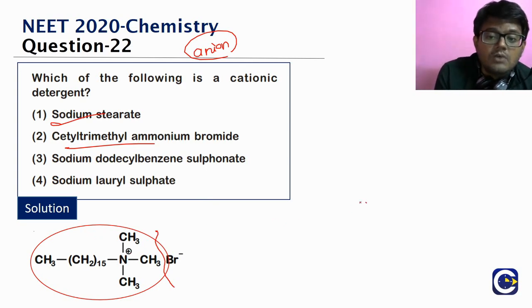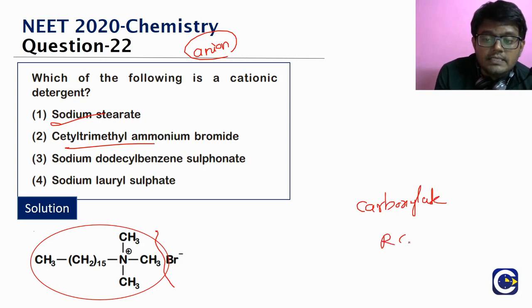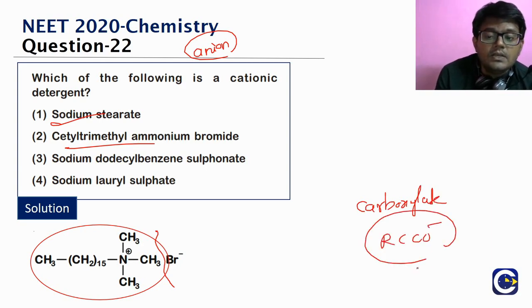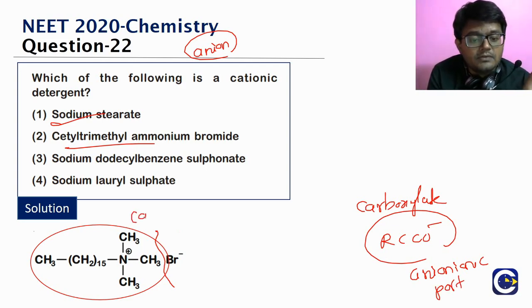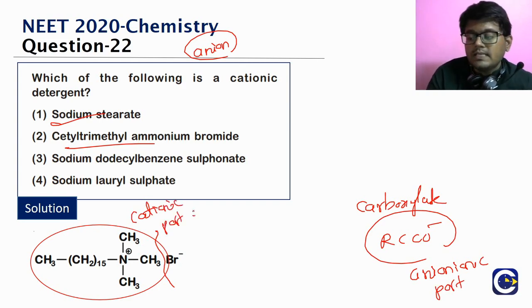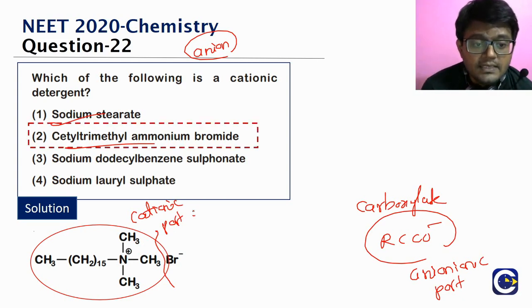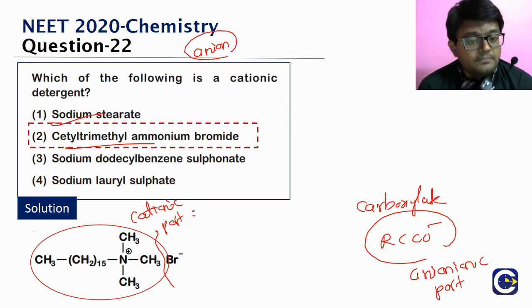In case of a carboxylate ion, it is generally RCOO minus. So it is the anionic part that is going to form the micelle. But in this case, once the Br minus ions are separated, the micelle is going to be formed from the cationic part. So this is an example of a cationic detergent. So what is the answer for this? Cetyl trimethyl ammonium bromide.